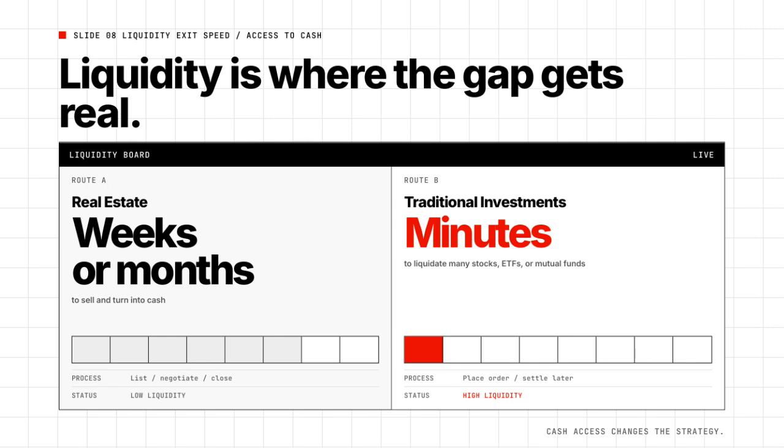On the other hand, Route B includes traditional investments like stocks, ETFs, or mutual funds. These can be liquidated within minutes, often just by placing an order, although the actual settlement happens a bit later. This quick turnaround means these assets have high liquidity. Understanding this difference is crucial because your access to cash can significantly change your investment strategy. High liquidity offers more flexibility and quicker access to funds, whereas low liquidity requires more careful planning and longer timelines before you can access your investment capital.